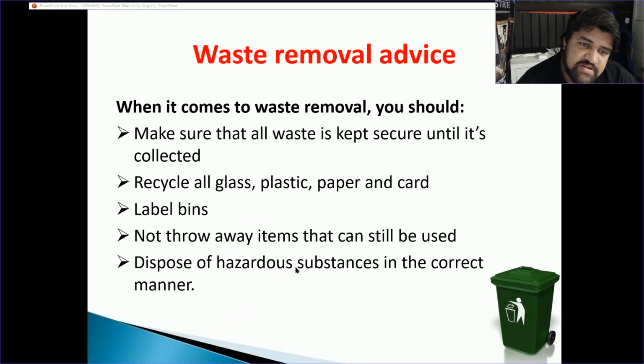So, waste removal advice. When it comes to waste removal, you should make sure that all waste is kept secure until it's collected. So recycle all glass, plastic, paper and card. Label the bins correctly. Don't throw away items that can still be used. Dispose of hazardous substances in the correct manner.